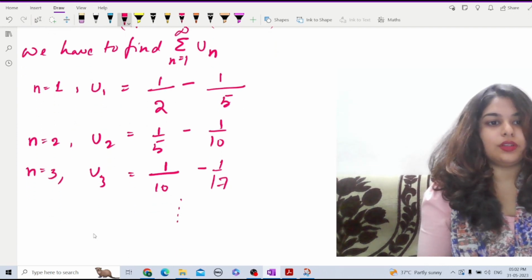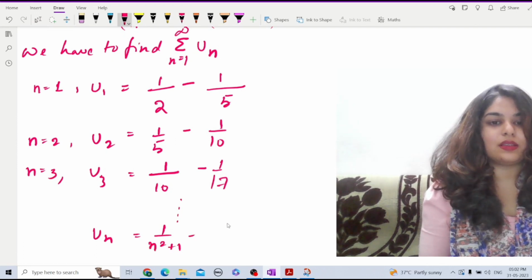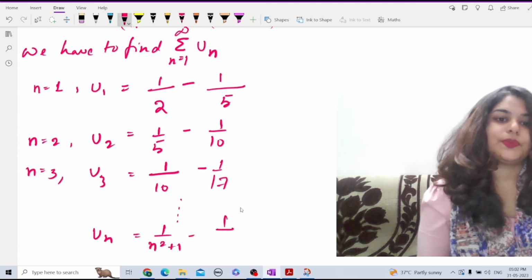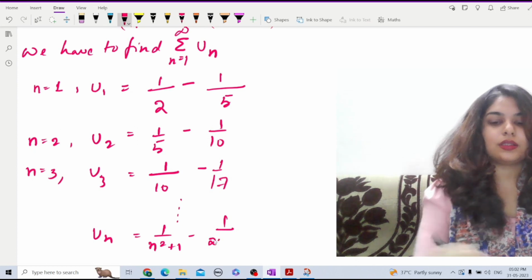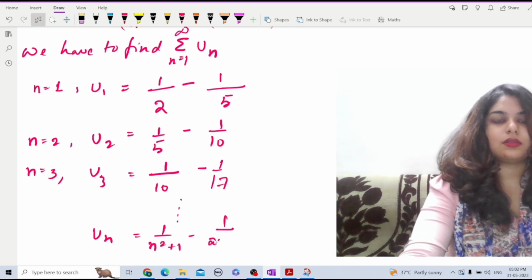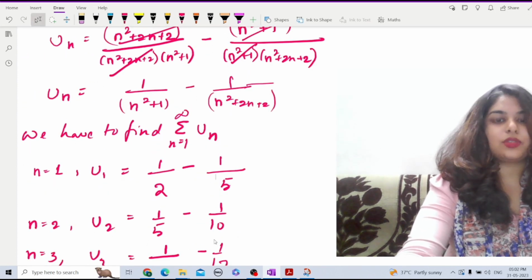Till we get un, and we know un is equal to what? Un is equal to 1 by n square plus 1 minus 1 by, let's check again, n square plus 2n plus 2.